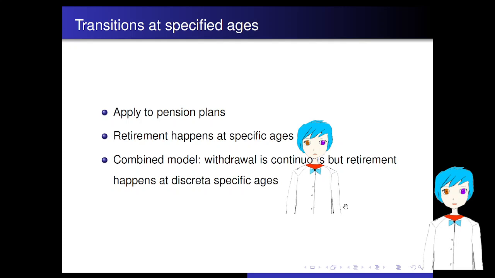So in this case, we usually have a combined model. The company pays the premium for the annuity for the employee as welfare, but the employee can withdraw from the company at any time. This process is continuous. But also, at specific ages, the employee can retire. The retirement happens only at discrete specific ages. We will have a more complicated model than the continuous transition model in this case.